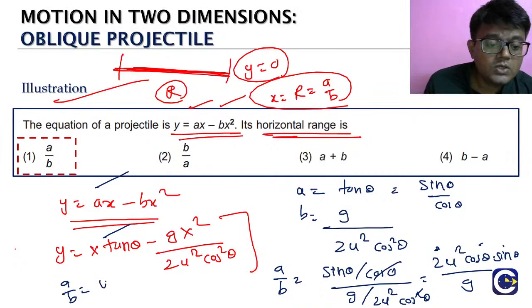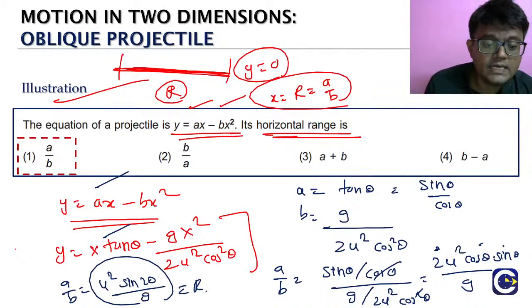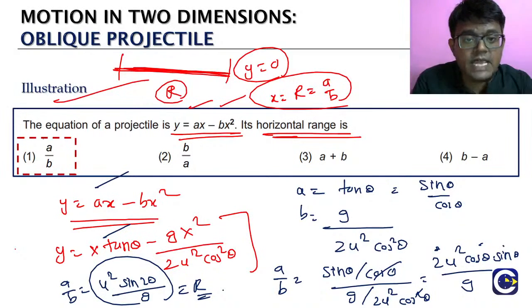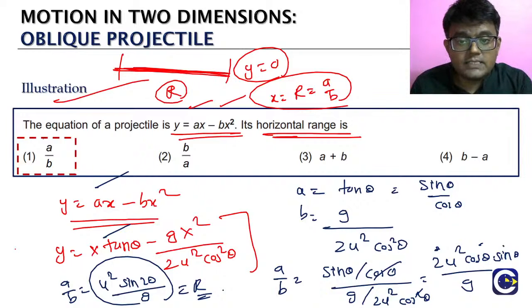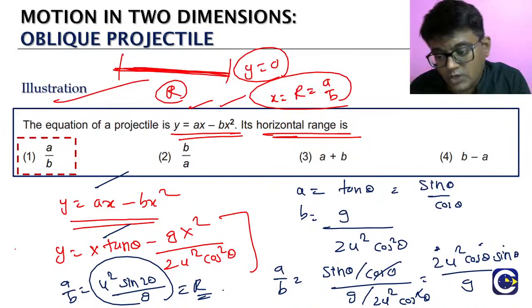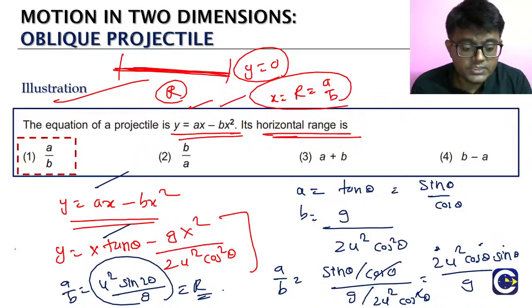So finally a by b is equal to u square sin 2 theta by g. What is this? It is the range. So when we compare the equation with the standard equation, we are able to rearrange the terms, and doing a by b we straight away get the range value. So the same problem can be approached in different methods. Okay.